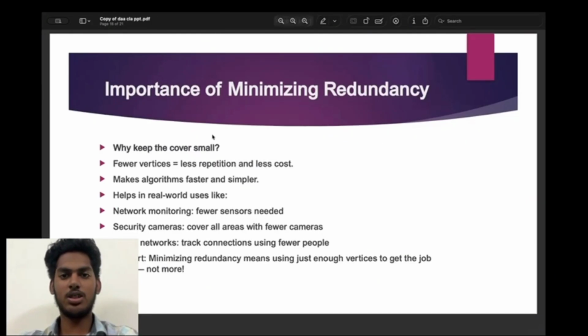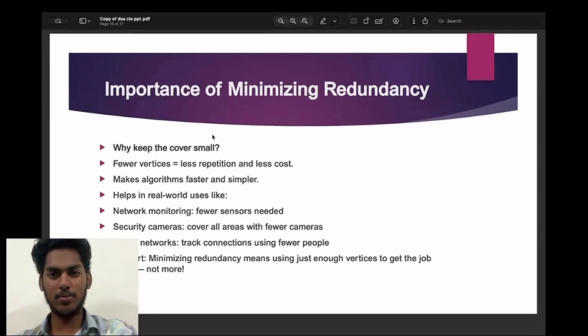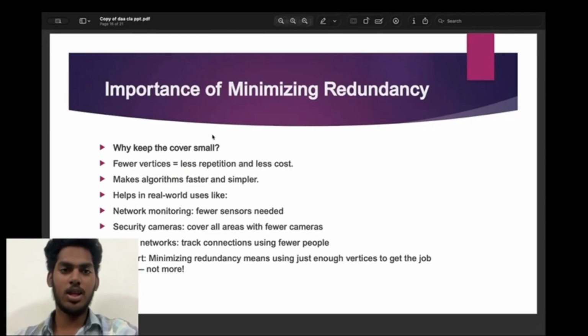Why is minimizing redundancy important? Redundancy means adding extra vertices that are not needed. Why is it bad? It increases cost. It reduces efficiency. It wastes time and memory in applications. It makes solutions heavier and sometimes slower for other algorithms that depend on the vertex cover. If we minimize redundancy, the solution becomes clear. We use fewer resources. The result is closer to the minimum vertex cover, which is what we always want. The system becomes more efficient.